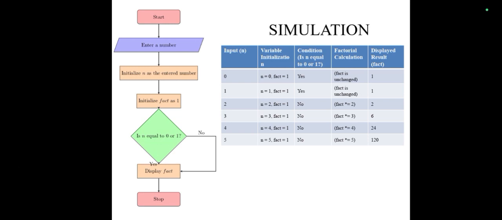Finally, the last example, I inputted the number 5. n is set to 5 and fact is set to 1. The condition is: is n equal to 0 or 1? The condition is not met because 5 is not equal to 0 or 1. The fact is updated by multiplying by n. So, the factorial of 5 is 120, which means the displayed result will be 120.